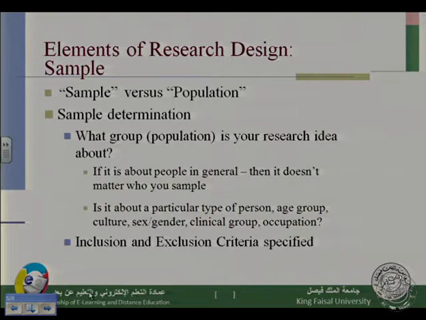Inclusion and exclusion criteria specified. Yes, again, you need to specify, as I said, why you included these samples and why you excluded the other samples. All of these you need to specify, and you need to be clear about them. You must mention this in your research, or decide the criteria beforehand, so you can select your sample.